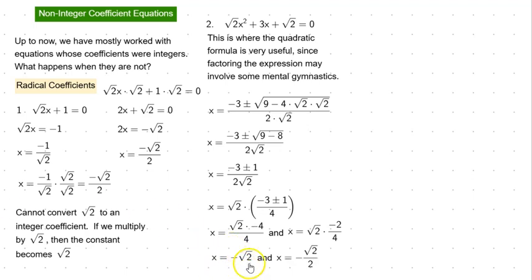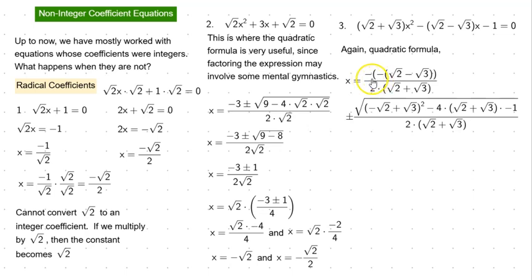Simplifying those, we get x equal to minus root 2 and x equal to minus root 2 by. Let's look at this. Root 2 plus root 3 x square minus root 2 minus root 3 x minus 1 equal to 0. Again, we use the quadratic formula. So, x equal to minus b by 2a plus or minus square root of b square minus 4ac divided by 2a. So, look at it carefully.